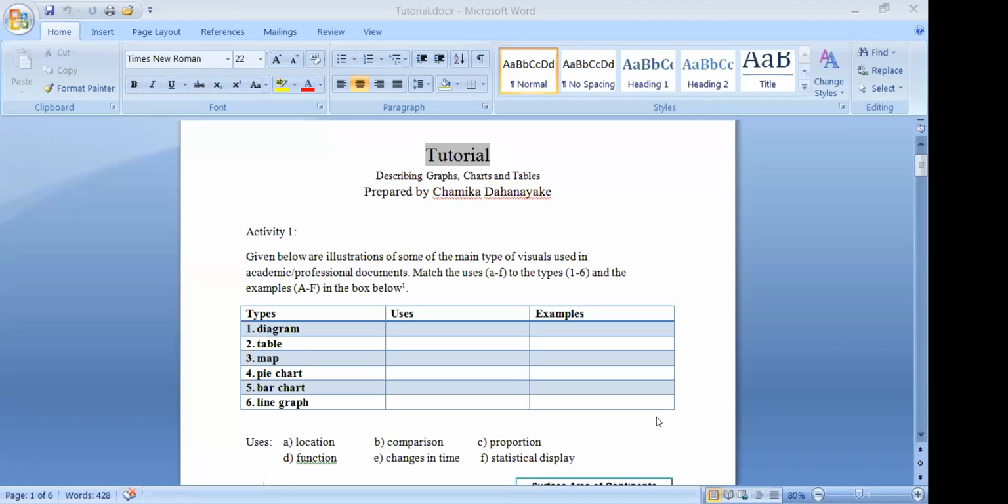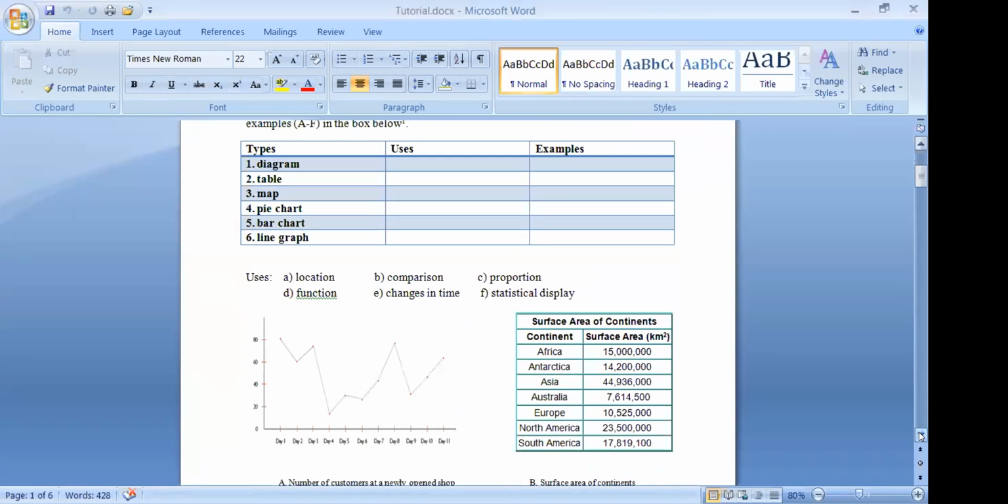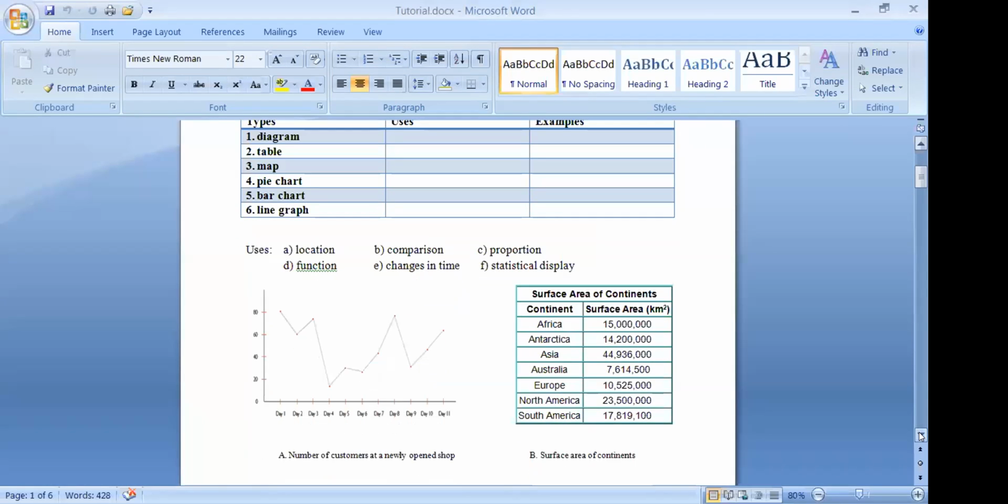So you can see all the users at the bottom of the table, right? The users for each of these different types of graphs are location, function, comparison, changes in time, proportion, statistical display. I want you to match them to the correct type of graph, and then the example. I'm showing you one by one. The first picture is A, so you can put just A in front of the correct type. This is just to create a little awareness, because most probably you already know this information. What is A? What is B? What type of diagram, chart, or graph is it?